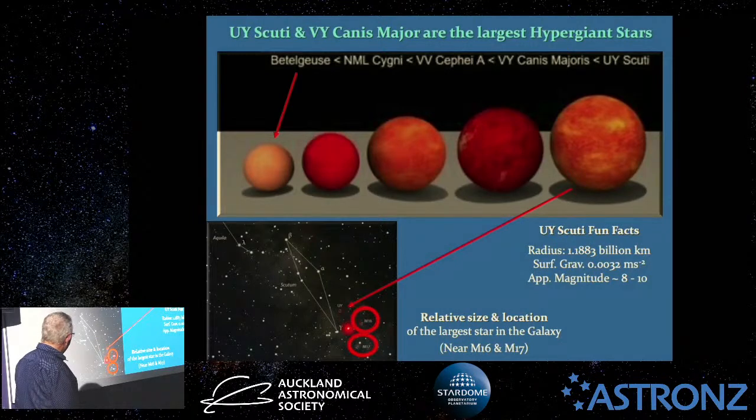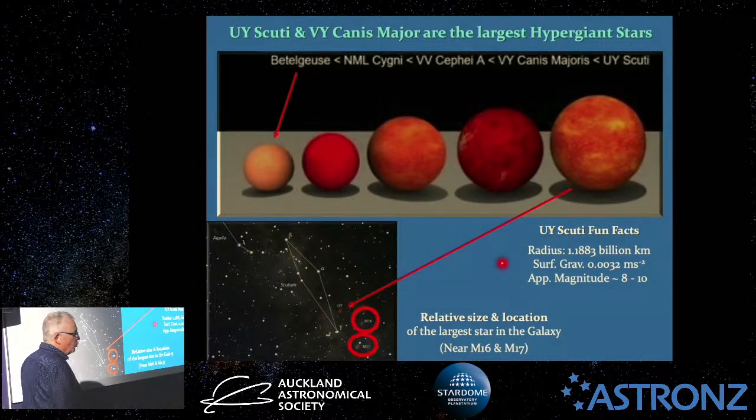And it sits here, and you're trying to find it, and you think, oh, I might show it to people. Its radius is 1.1883 billion kilometres. If you put that in the middle of the solar system, it would almost reach out to the orbit of Saturn. That's 10 times the orbit of Earth. That's how large it is.